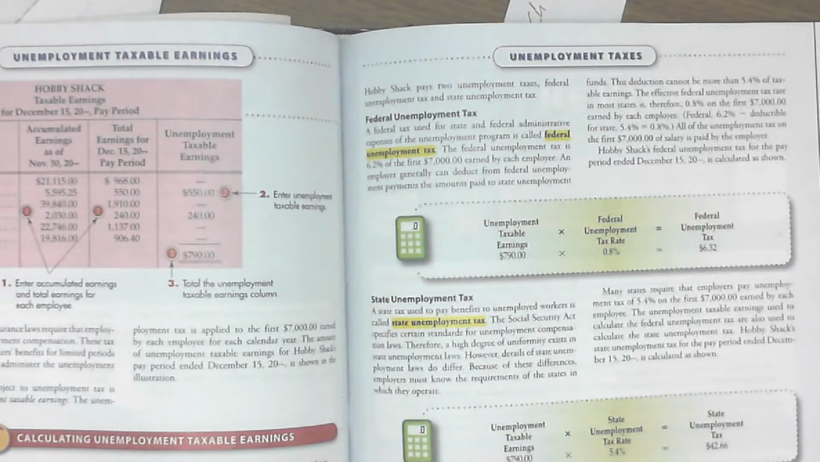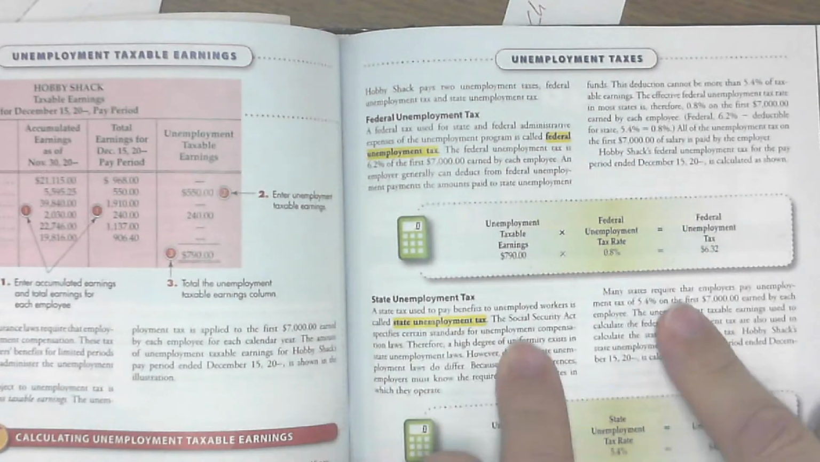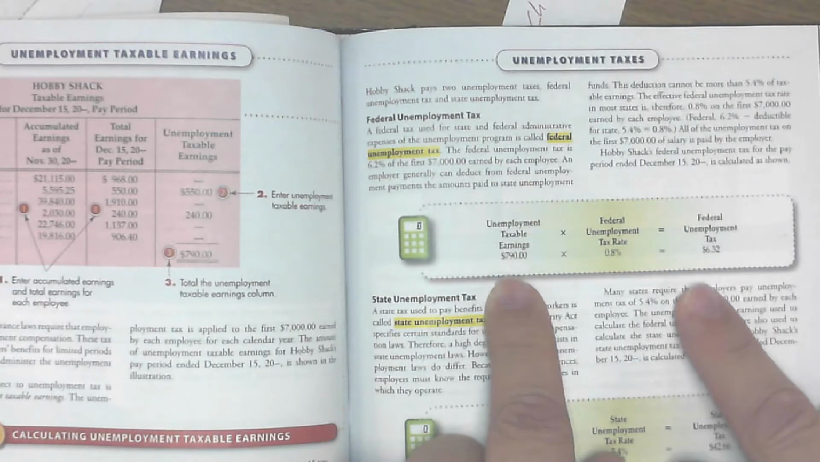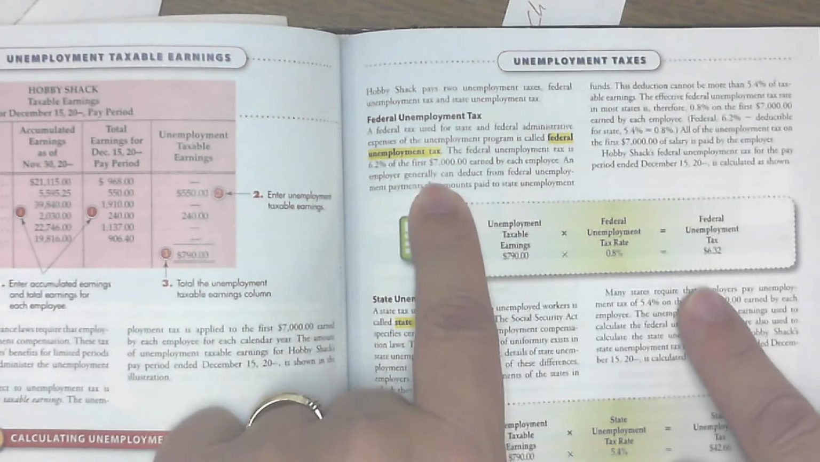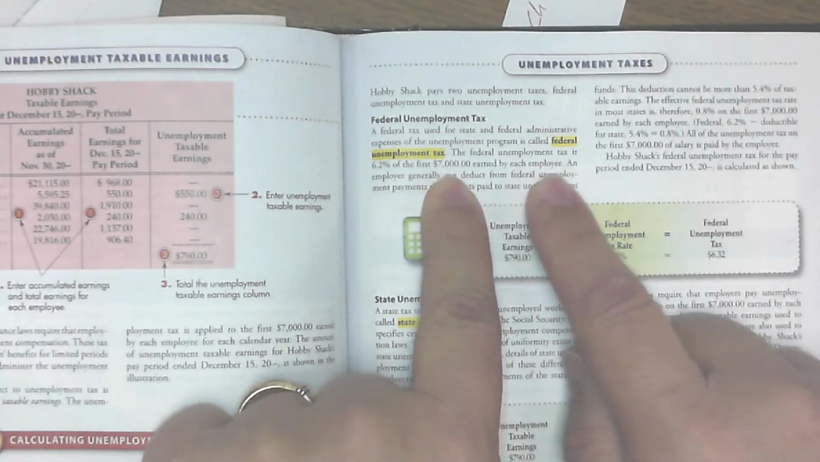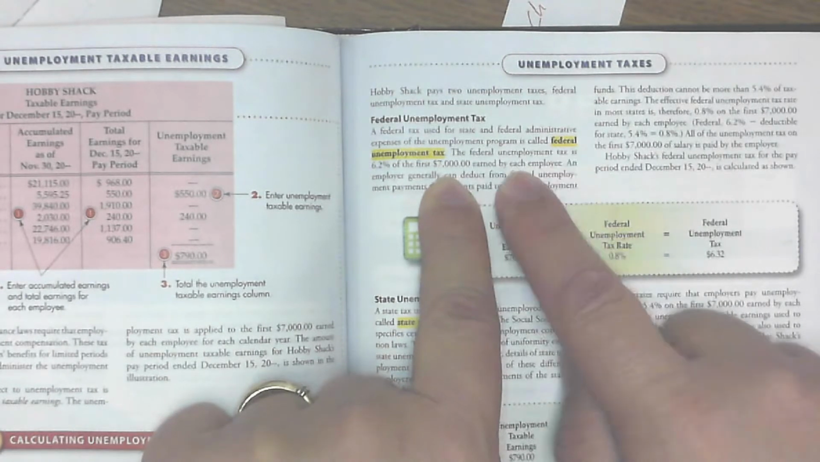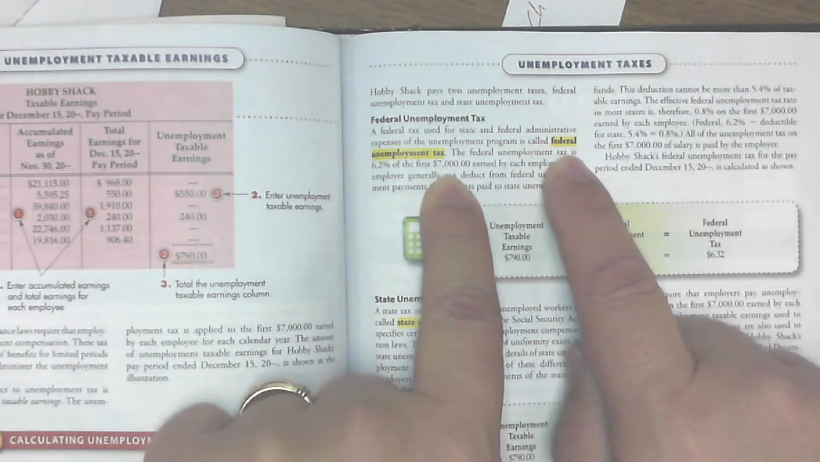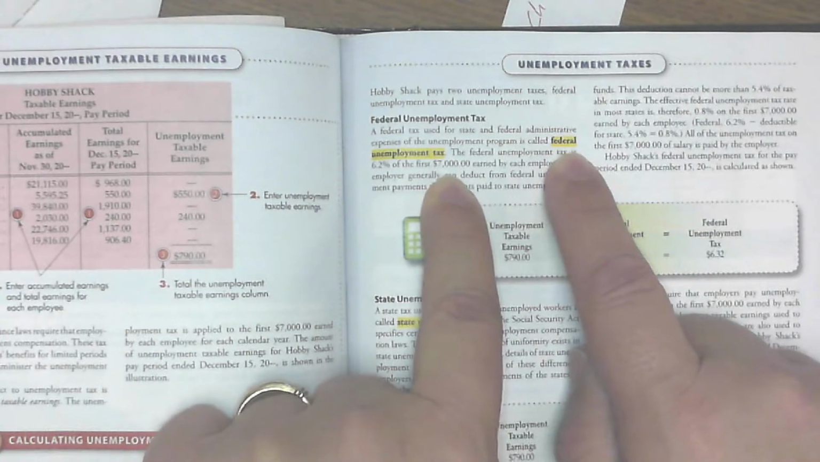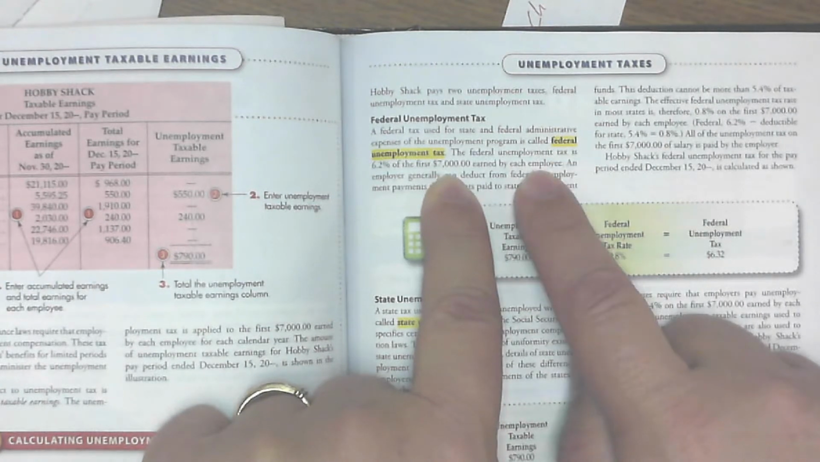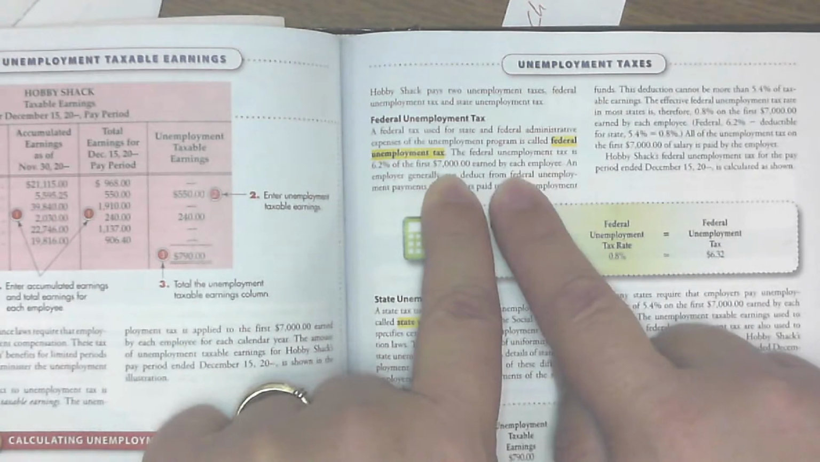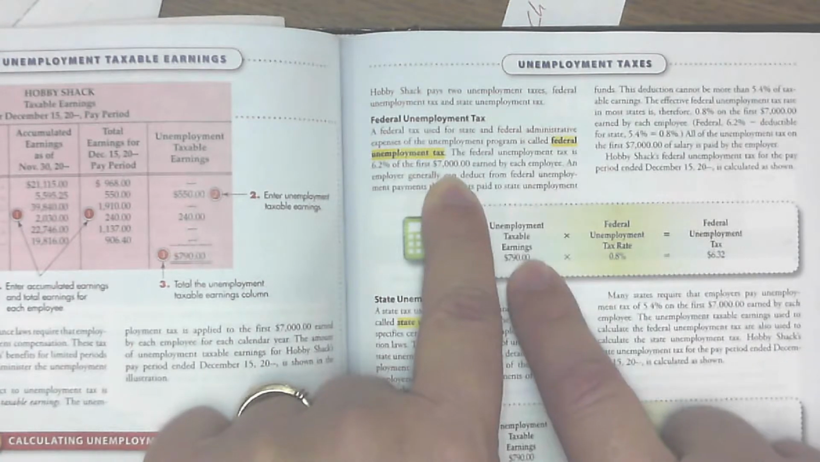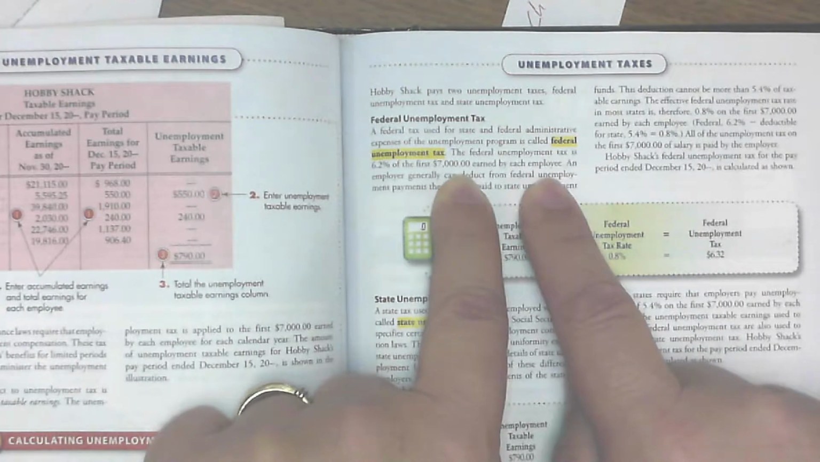Page 375 of the book. So I'm on the page that has the instructions for the unemployment tax. If you look up here in the spot that's highlighted with the yellow highlighter, unemployment tax is only calculated on the first $7,000 earned by each employee.